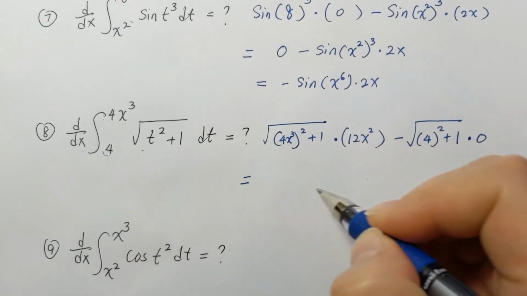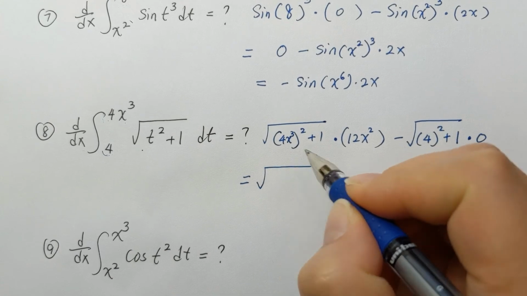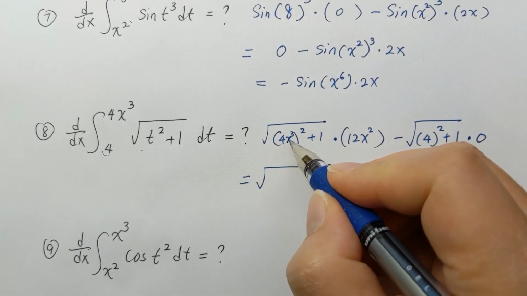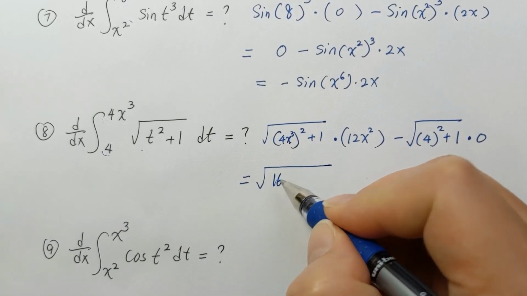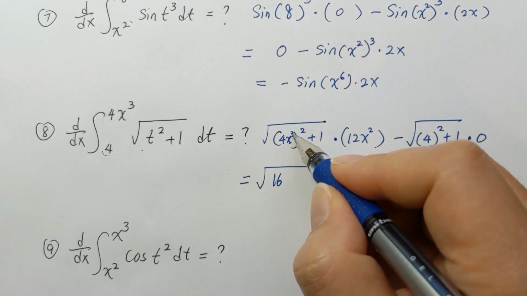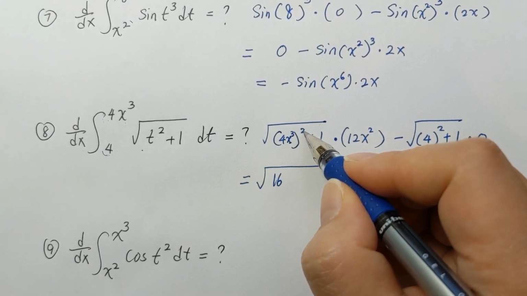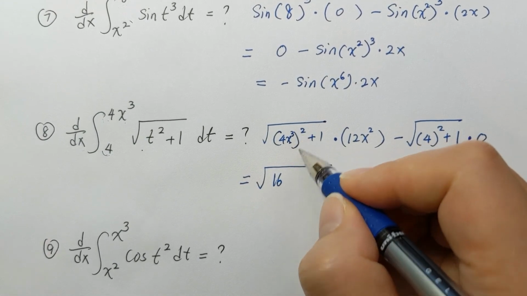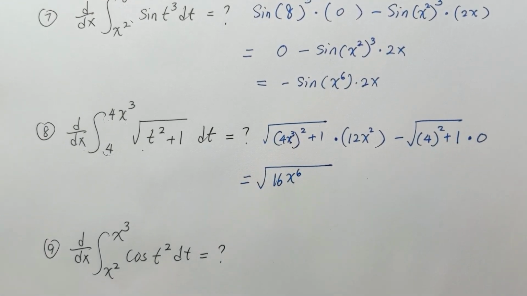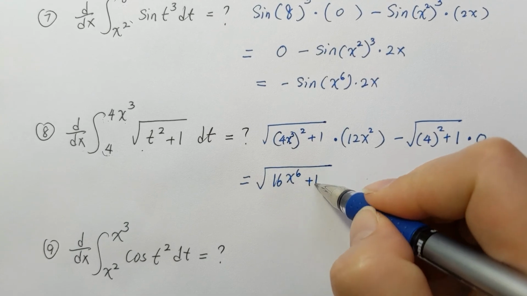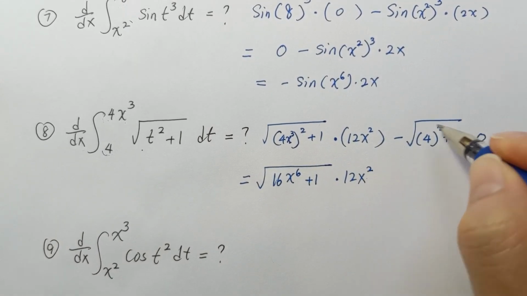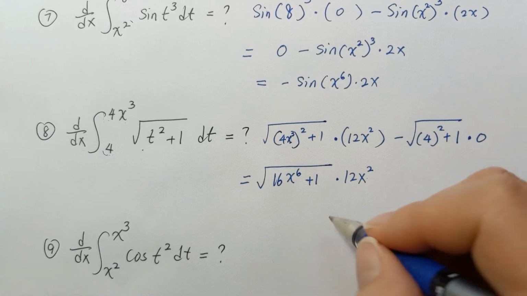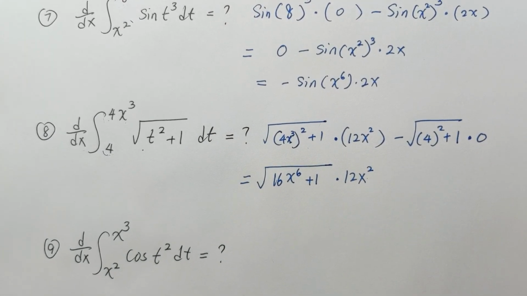Now we're going to simplify. So we have the 4x cubed to the second power. That means 4 squared is 16. You had exponent 3 and another power 2. So you got 3 times 2 is 6. And then plus 1. And then times 12x squared. This whole thing times 0, you get 0. So therefore, that would be the answer.